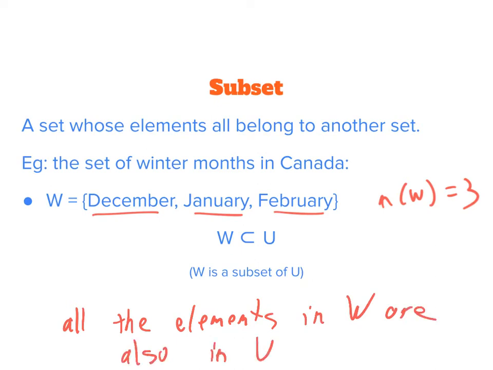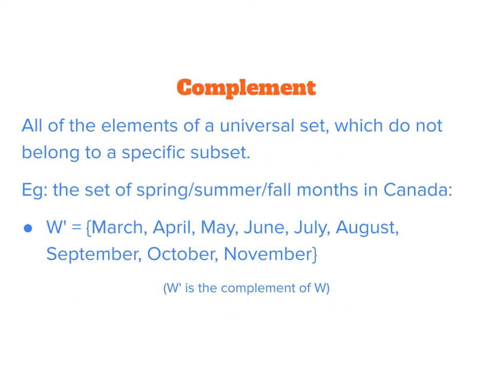It turns out that U contains more than just those 3 months, but it just has to contain those 3 for W to be a subset of U. And note how this relationship goes. W is the subset, so we draw this symbol kind of in the direction where the two ends of it point towards the main set. Back to else. Let's go on to a complement now.